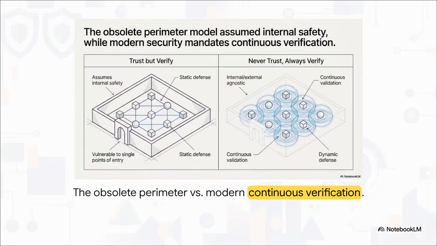The fundamental flaw of that old castle and moat static defense is that it's highly vulnerable to just a single point of entry. Once a bad actor breaches that main gate, they literally have free rein to move laterally inside your entire system. Contrast that with dynamic, continuous verification everywhere. Every single node, every single asset is protected individually. That proves exactly why dynamic validation isn't just a nice-to-have, it's strictly required to survive.